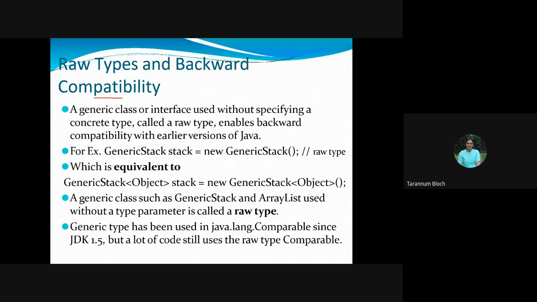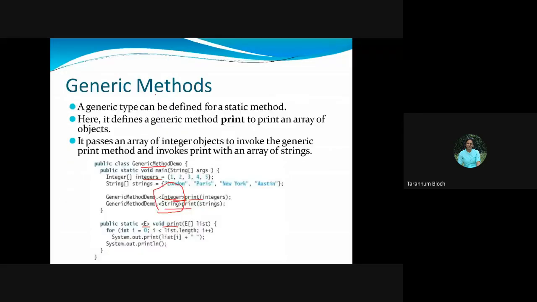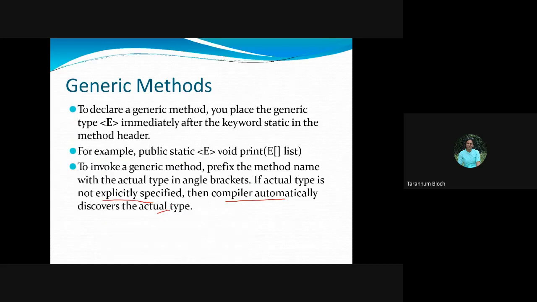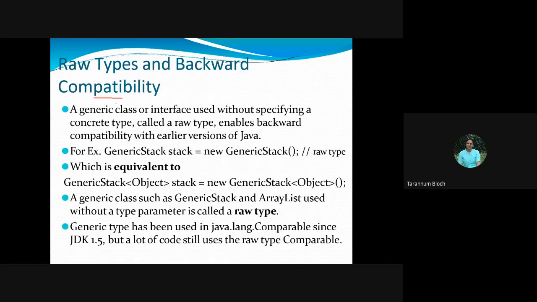So what we are saying is, if a generic class or interface is used without specifying the concrete type, it is like when you're calling, you're not saying whether it's integer or string. You're just staying in a general type even in the call. In that case, we call it a raw type. We call it a raw type. Are you getting the point?